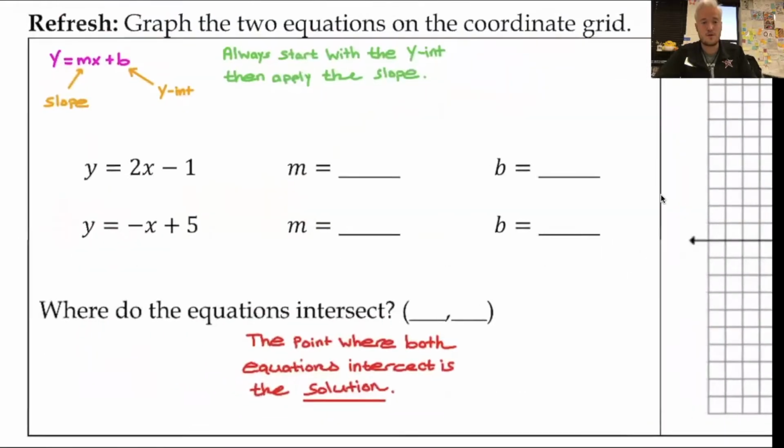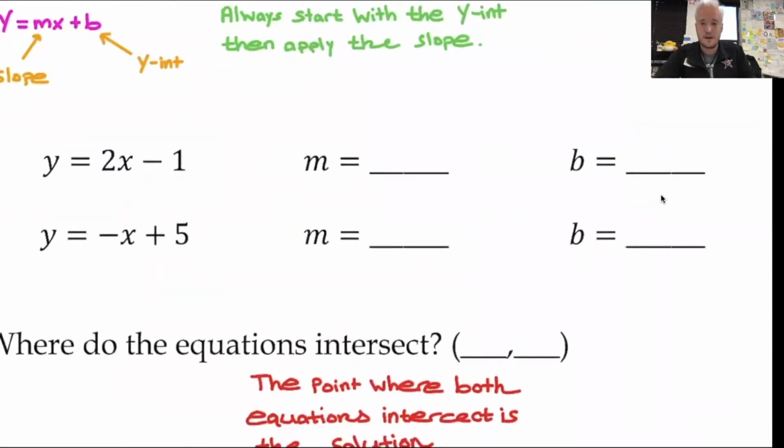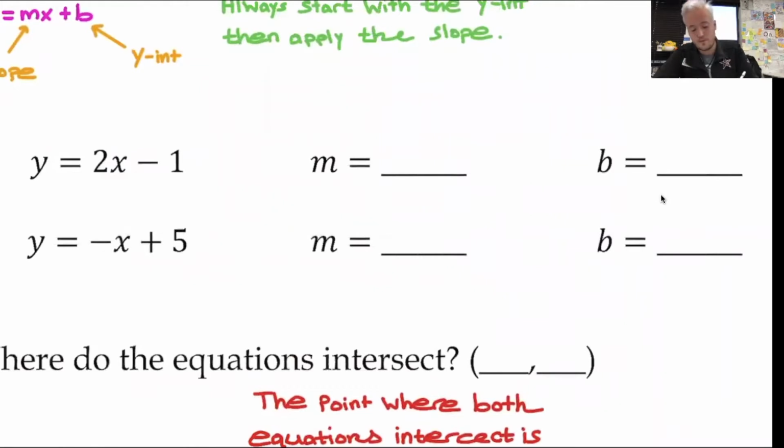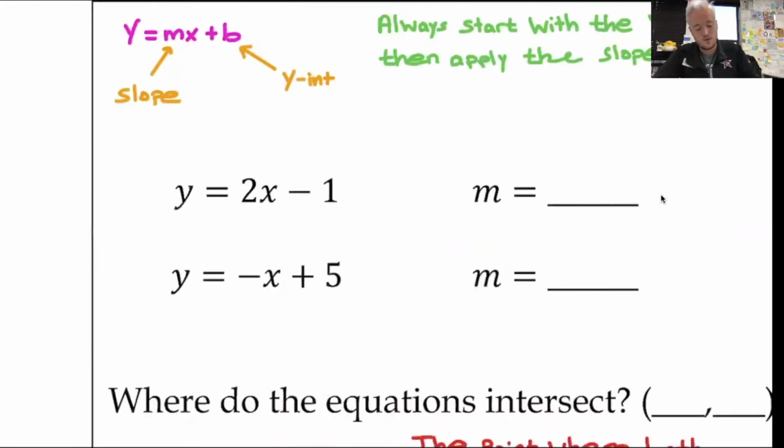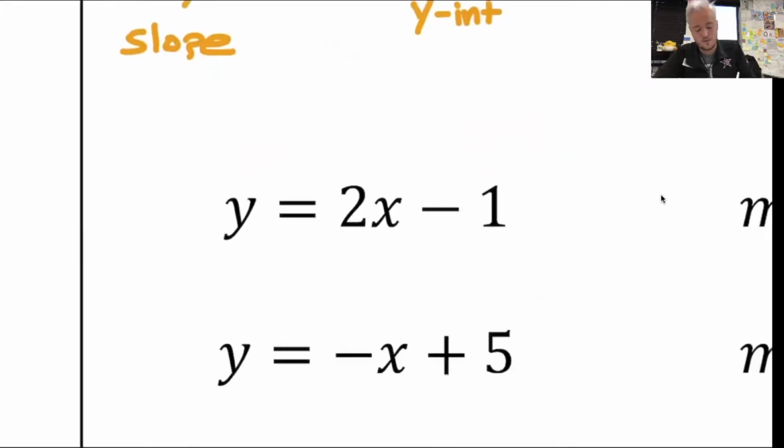Looking at this very first one, I'm giving you two different equations. The first equation is y equals 2x minus 1, and the next one is y equals negative x plus 5. The first thing we want to do is identify the slope and the y-intercept. We're in slope-intercept form, which is y equals mx plus b, so I can identify the slope and the y-intercept based on the location of those values. I'm looking for the value with my x for my slope. For this first equation, my slope is 2.